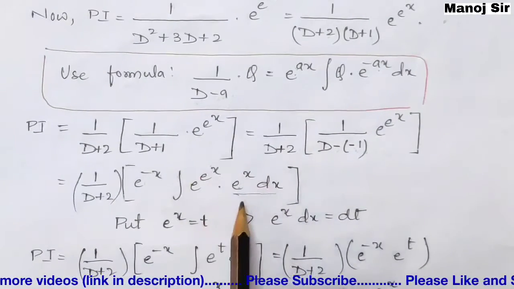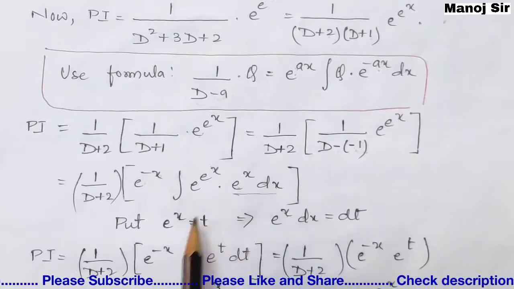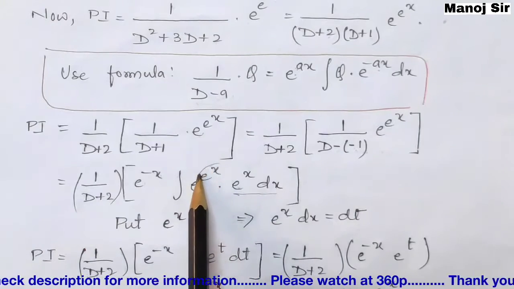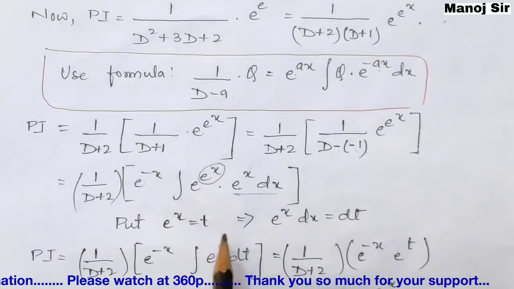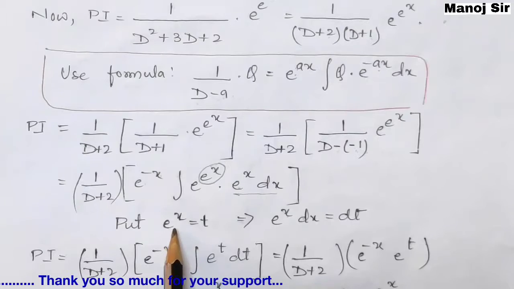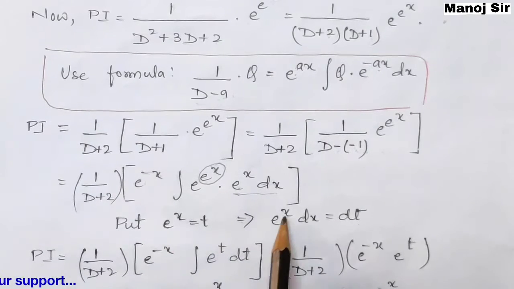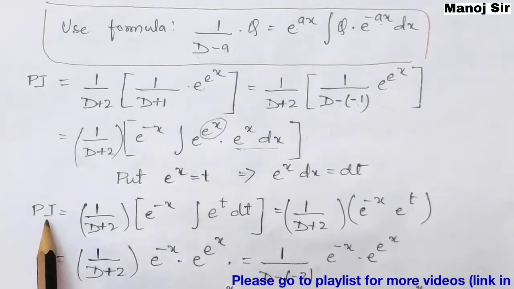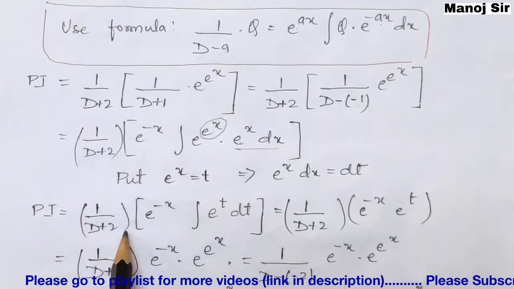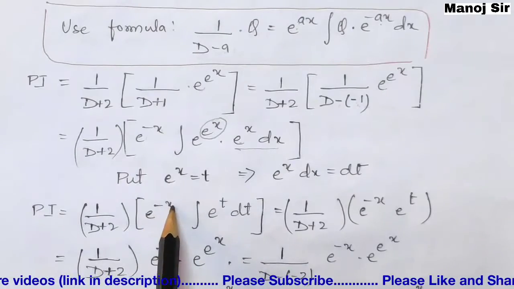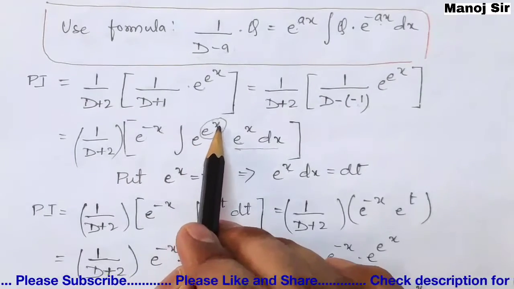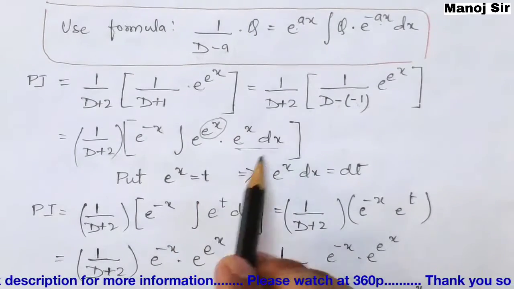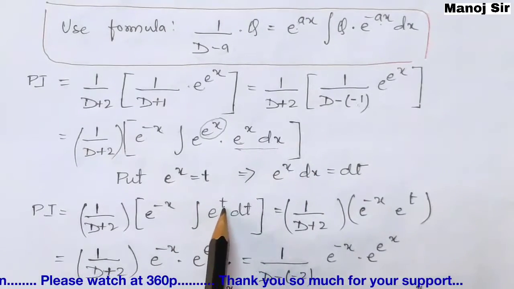Now we need to integrate this part. Simply put e to the power x equals t. On differentiating both sides, you will get e to the power x dx, and this becomes dt. So PI equals 1 upon (D plus 2), e to the power minus x stays as it is, integration of e to the power x, which is t, so e to the power t into dt.